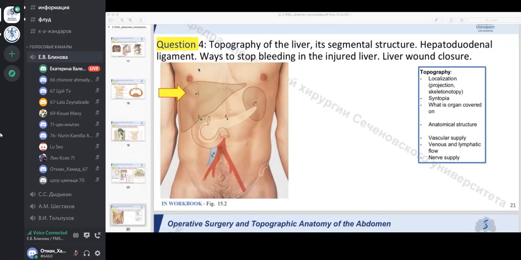Topography of the liver, segment structure, hepatoduodenal ligament. Holotopy of the liver: it is located inside the right hypochondriac region and epigastric region. Some part of the left lobe may be located inside the left hypochondriac region. Skeletotopy: superiorly, it is the fourth intercostal space; inferiorly, it is the margin of the costal arch. Syntopy: superiorly is the diaphragm, inferiorly are the gallbladder and the superior part of the duodenum, laterally the right colic flexure, and here the stomach.